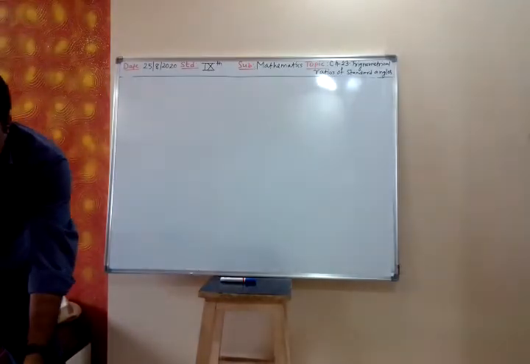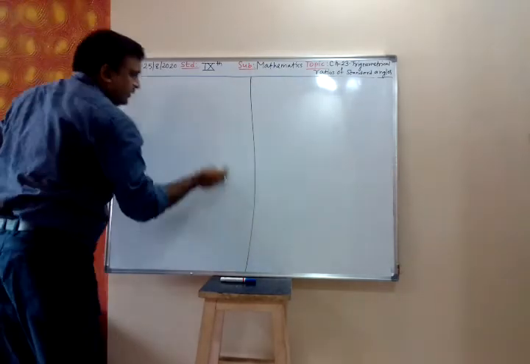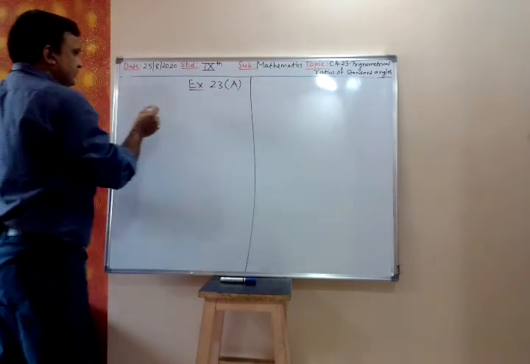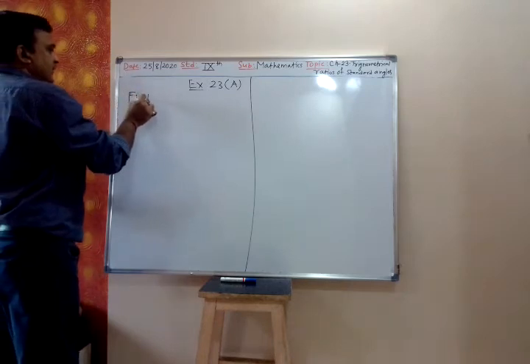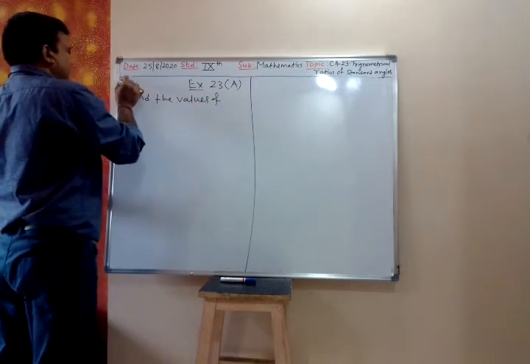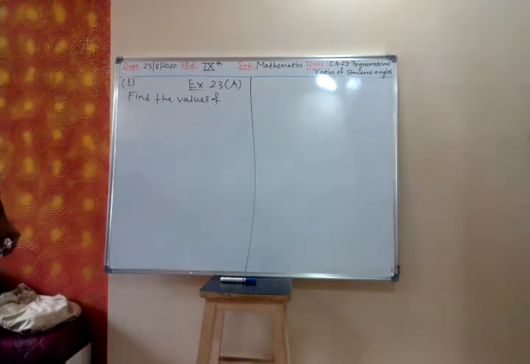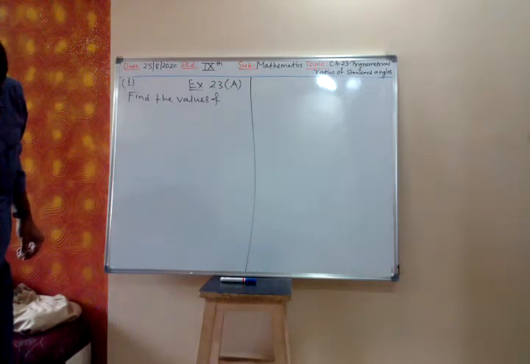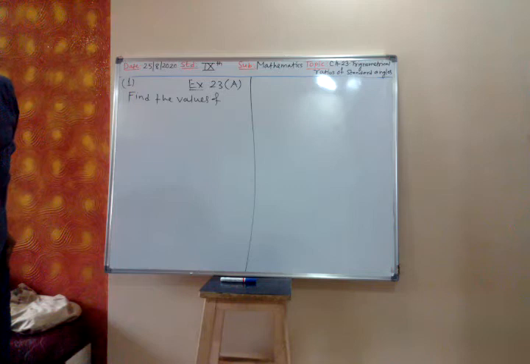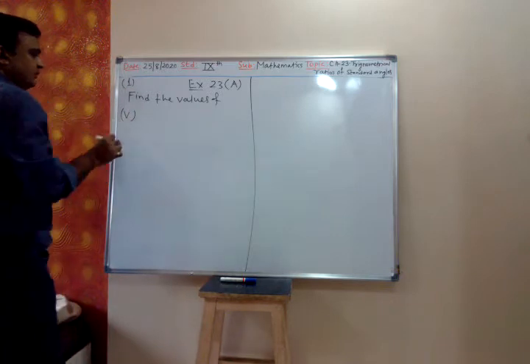Now let us start exercise 23A. Find the values of the following. First one is easy, second is easy, third is easy, fourth is easy, fifth. Wait. No, let me do at least one problem. Let me do the fifth one.